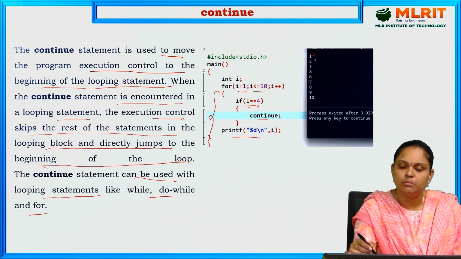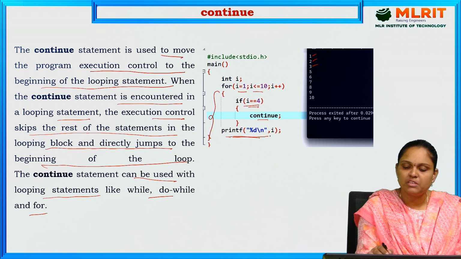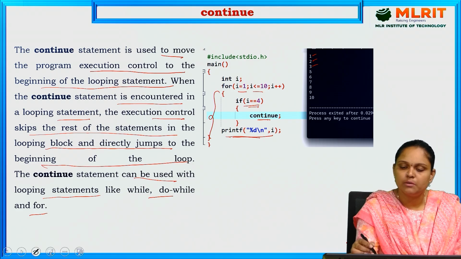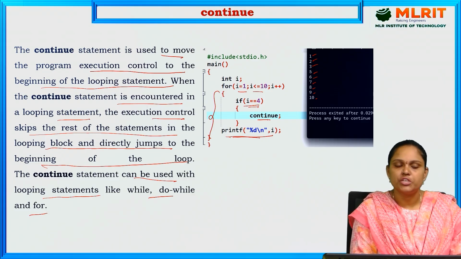The I value will be 1, 2, 3 and the number 4 is missing because the printf statement will be missed whenever it encounters the continue statement. And the next I value is 5, so 5 will get printed: 5, 6, 7, 8, 9 and 10. So all the values will get printed, except that one iteration we are skipping by using this continue statement.